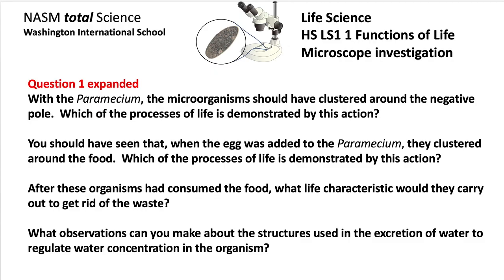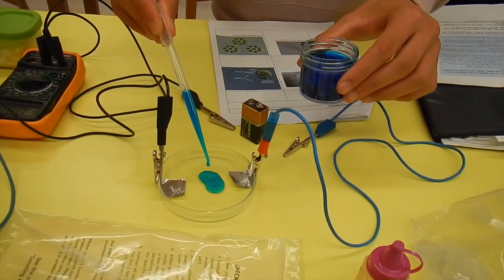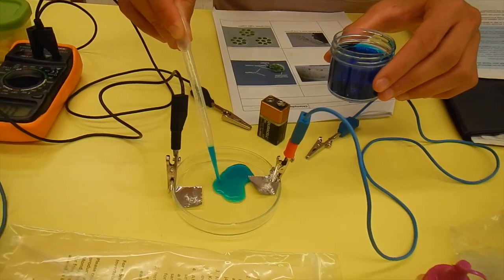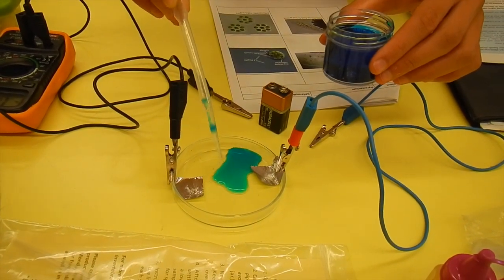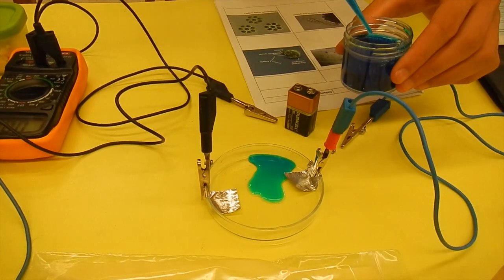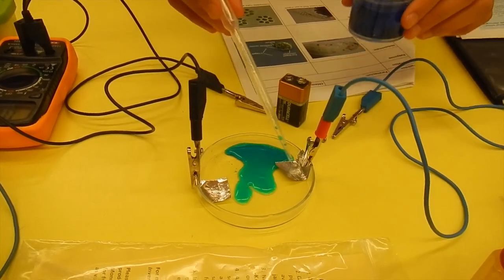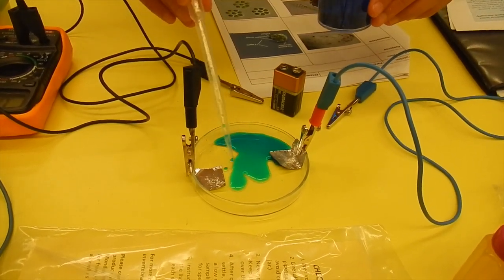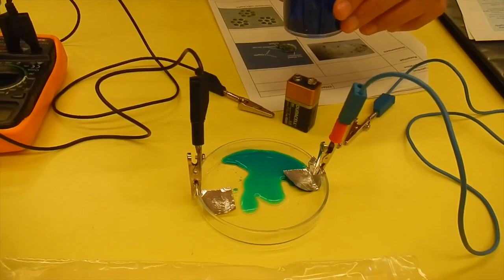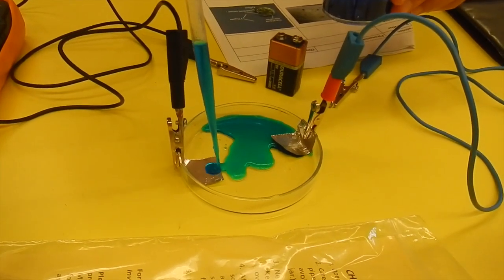The first one is with electrical stimulus. Are they going to be attracted to the positive or the negative pole? Setting up the petri dish here, and obviously again use the binocular microscope to look at what is happening to the Paramecium. There's a dye so that they can be seen better as you're looking at them with a microscope.